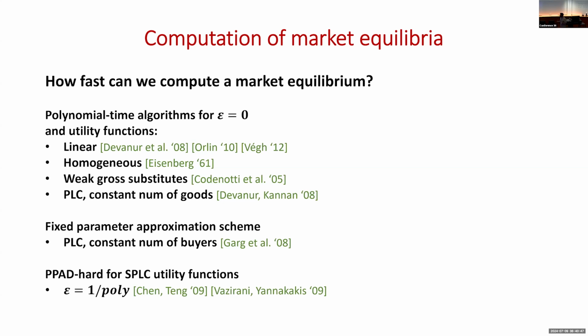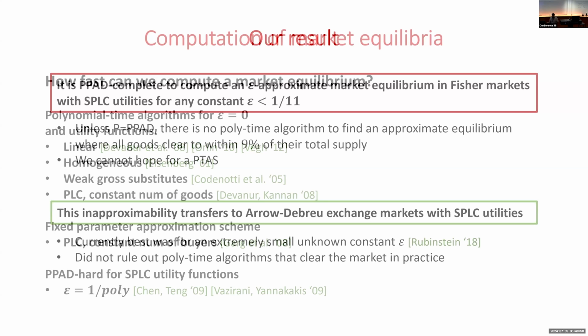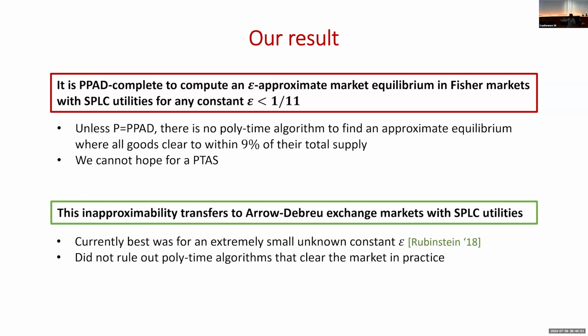So we push this frontier from the inapproximability side. We showed that it is actually PPAD complete to compute an epsilon approximate market equilibrium in Fisher markets with these simple utility functions for any constant epsilon smaller than 1 over 11. So in simple words, what this means is that unless the whole class of PPAD can be solved in polynomial time, there is no polynomial time algorithm to find an approximate equilibrium where all goods clear up to within 9% of the total supply.